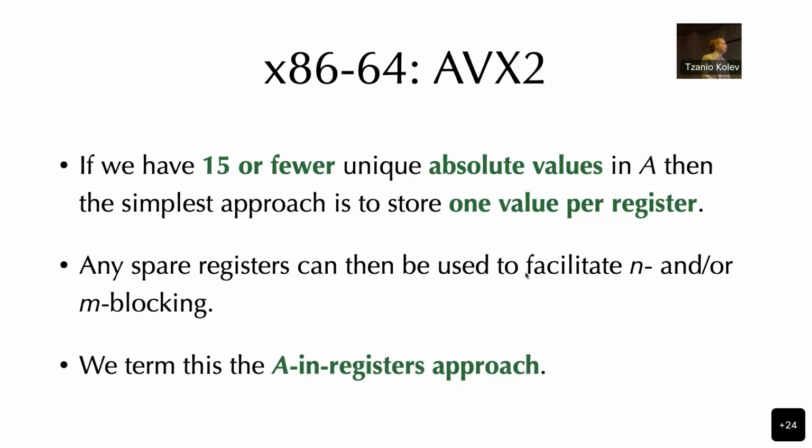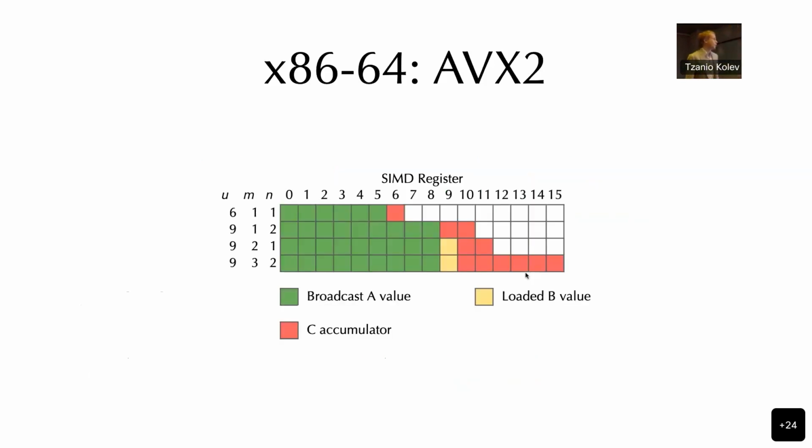If we have 15 or fewer unique absolute values, so we look at our matrix A, we look at the number of unique numbers in that matrix, we take their absolute value, and if that is less than 15, a very simple strategy is to store one unique value of A per register. And then our final 16th register, or any other registers that are left, can be used as accumulators for our dot products. We term this the A in registers approach, as the matrix A, or rather its unique absolute values, are stashed in registers, and whatever's left can be used as accumulators. In practice, this gives us the following register map.